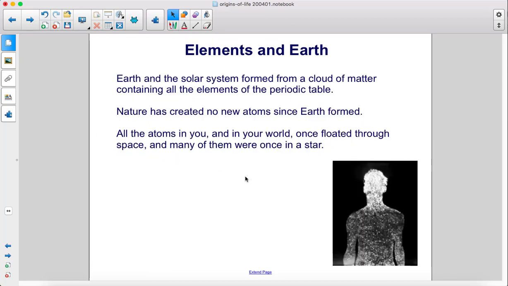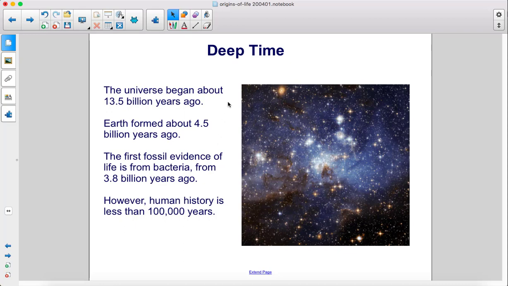Earth and the solar system formed from a cloud of matter containing all the elements of the periodic table. Nature has created no new atoms since Earth formed. All the atoms in you and in your world once floated through space, and many of them were once in a star.